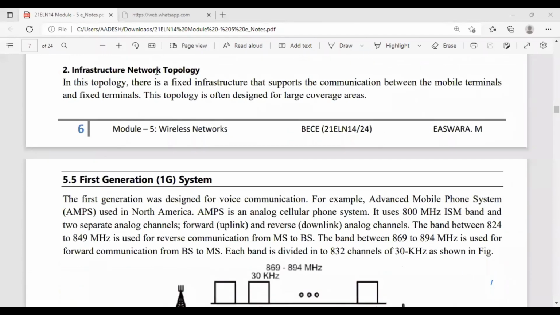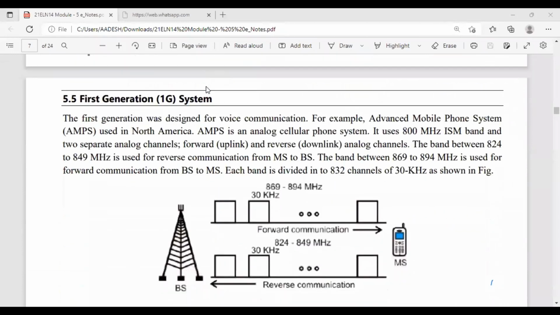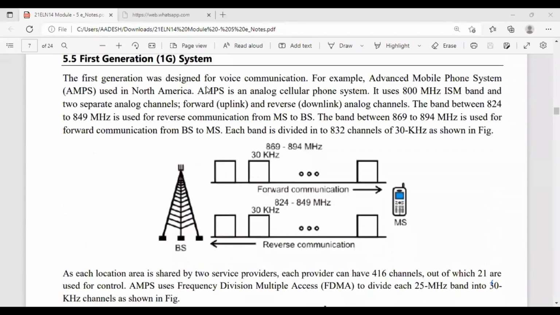So infrastructure based means there is already a fixed infrastructure. Through that fixed infrastructure, the devices are connected. The next one is first generation system. We already discussed first generation system means AMPS, advanced mobile phone system.